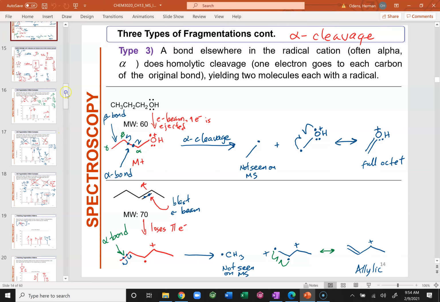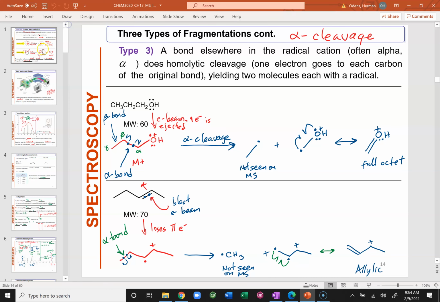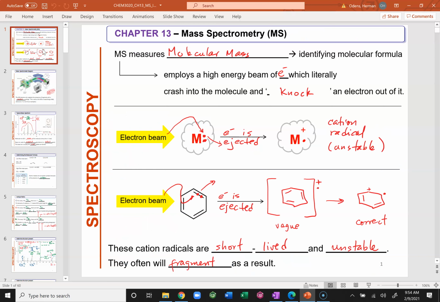All right, mass spec. We're going to go back to the beginning of chapter 13. And I'm just going to give you a brief overview. I'm not going to be writing too much because I'm writing it for you. We're not going to reinvent the wheel.